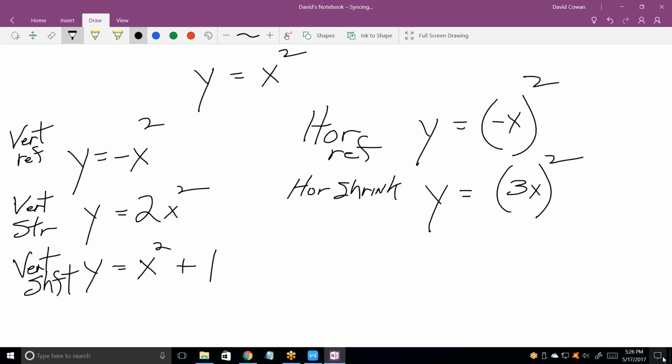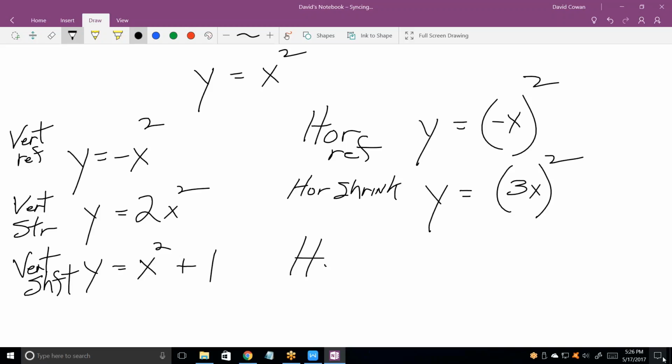So the vertical stretch and the horizontal shrink are both when the number is greater than 1. They're opposite one another. In other words, a vertical stretch tends to be very similar to a horizontal shrink. But what they share in common is that their coefficient is greater than 1.